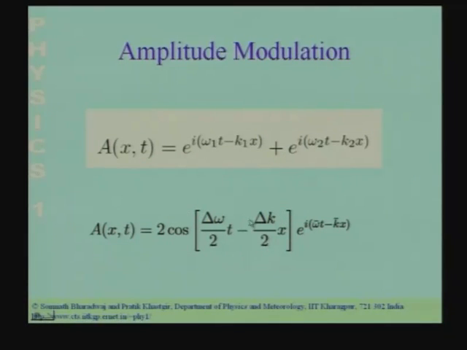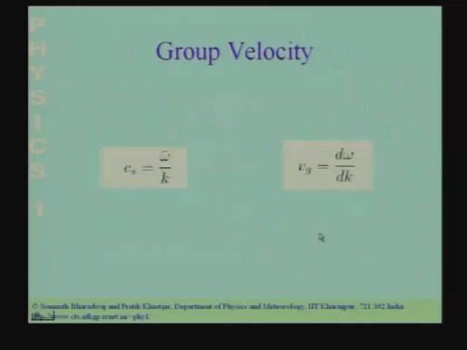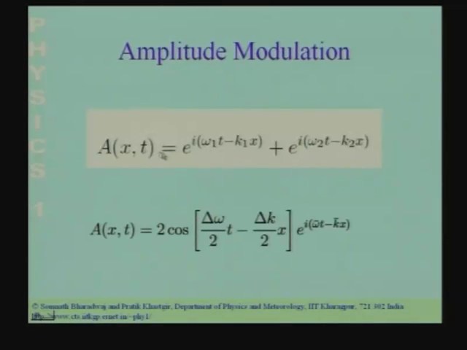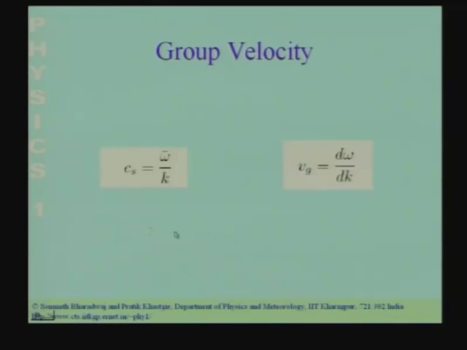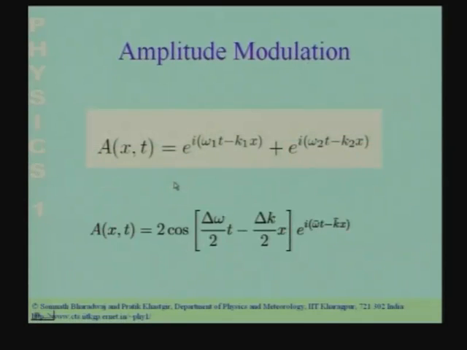Now, let us ask the question: at what speed does the modulation of the amplitude of the wave propagate? The wave itself propagates at the phase velocity. The fast part propagates at the phase velocity, which is omega bar by k bar, and the modulation of the amplitude itself propagates. You can determine at what speed the modulation propagates.